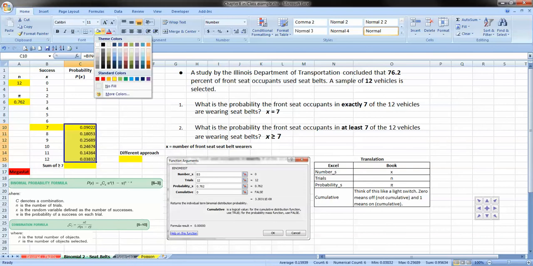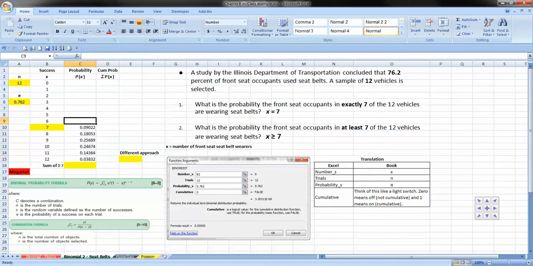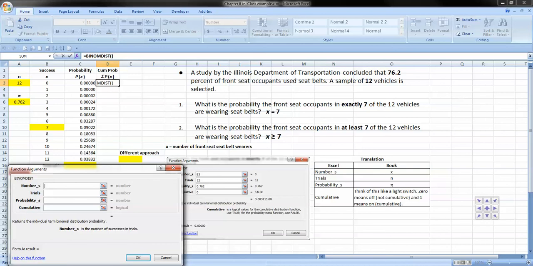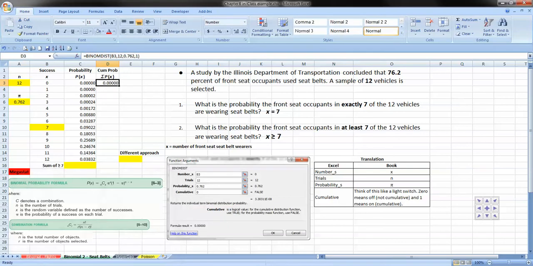Well, let's finish filling out the table. So now we have the whole table. We can go ahead and fill out our cumulative probability distribution as well, with the same formula and the same values. This time we want to use cumulative, so we put a 1 in there, and we can copy that all the way down. So we have our probability distribution laid out.